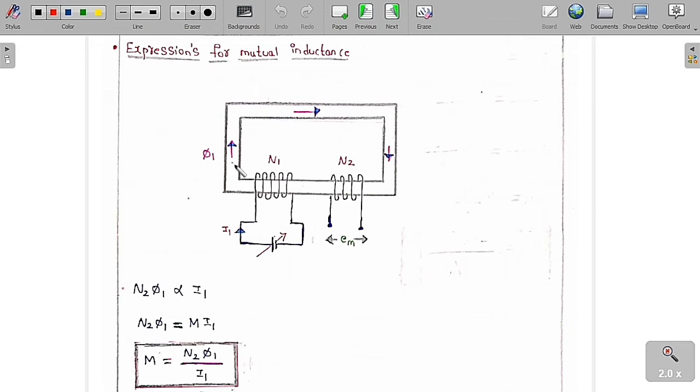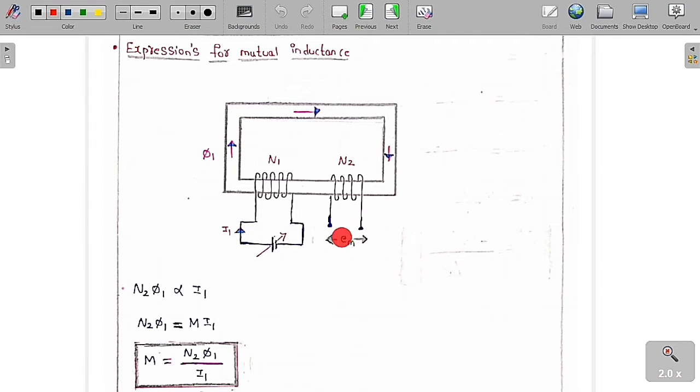Now we'll discuss the expressions for the mutual inductance. Suppose this is the magnetic core, and here I am going to place two coils: a primary coil of N1 turns and a secondary coil of N2 turns. This primary coil I am going to connect to a variable supply voltage. The supply voltage sends a current of I1 to the primary coil. If you curl your right-hand fingers in the direction of the current, you can see the flux is produced in the core in this direction.